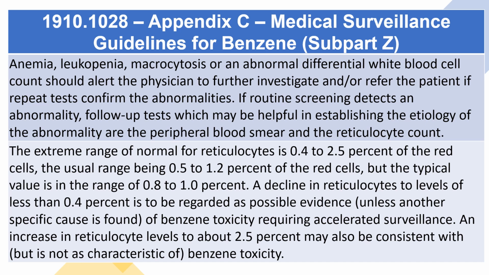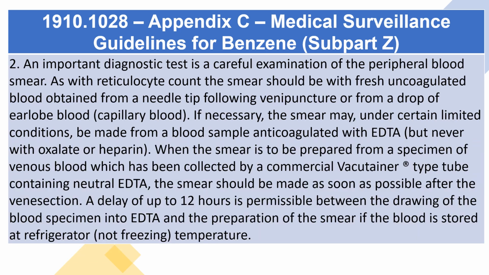An increase in reticulocyte levels to about 2.5% may also be consistent with, but is not as characteristic of, benzene toxicity. 2. An important diagnostic test is a careful examination of the peripheral blood smear. As with the reticulocyte count, the smear should be made with fresh uncoagulated blood obtained from a needle tip following venipuncture or from a drop of earlobe blood, capillary blood.